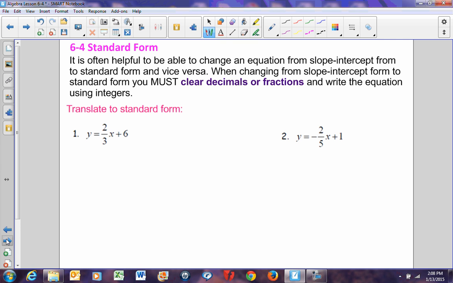The most important thing you need to understand is when translating to standard form, you must clear all decimals and fractions and write the equation using integers, positive or negative, whole numbers. All equations must be written like that.